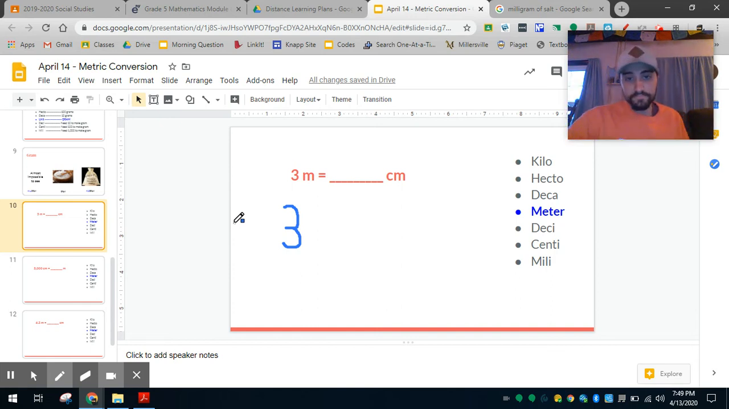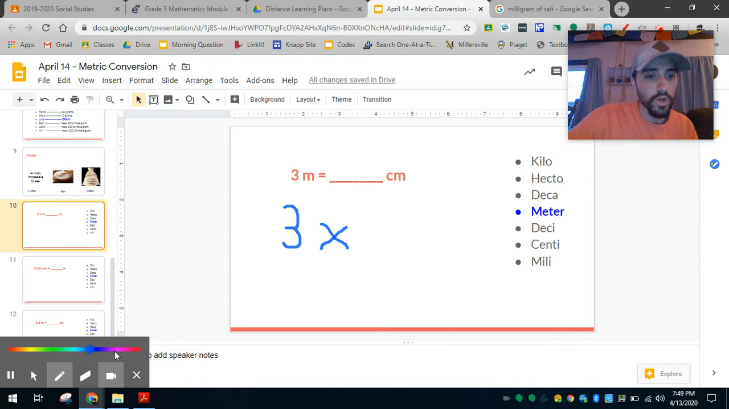We have 2 options. We're either going to multiply this number or divide this number. Now we're going from 3 meters to centimeters. So we have 3 big things, and we're going to chop it up into a whole bunch of small things. We're going to have way more things. We're going to be multiplying.